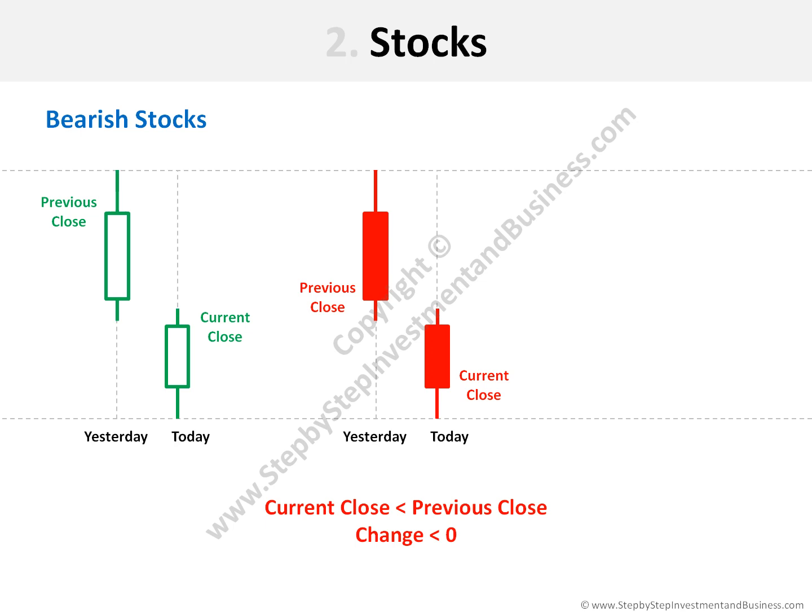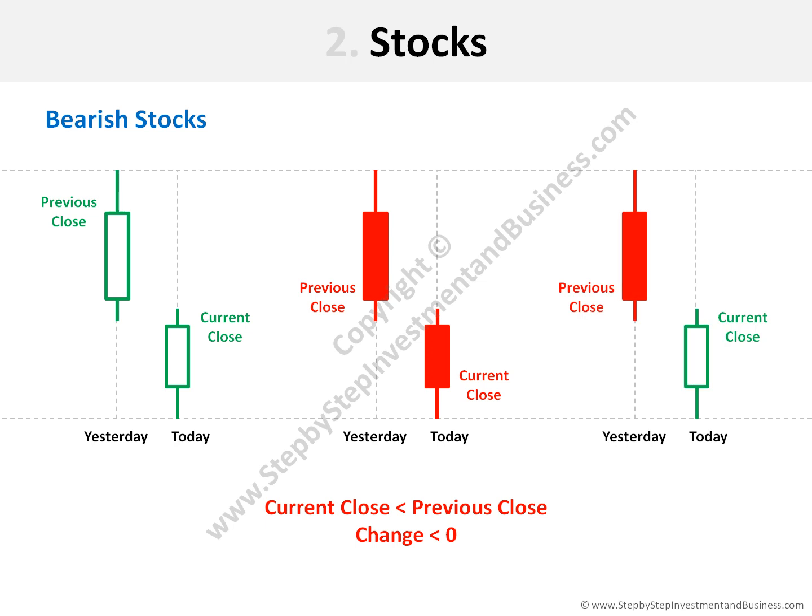Here is another example of a bearish stock, but with red candlesticks. As they are bearish candlesticks, the bottom end of the body represents the close. In this case, we have a bearish stock because the current close, represented by the right candle, is lower than the previous close.